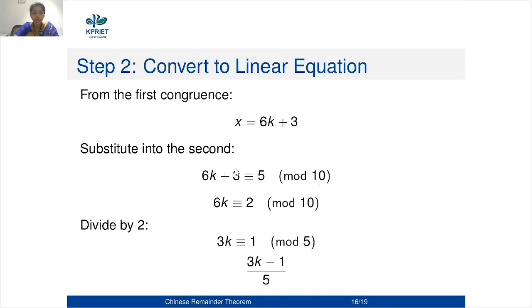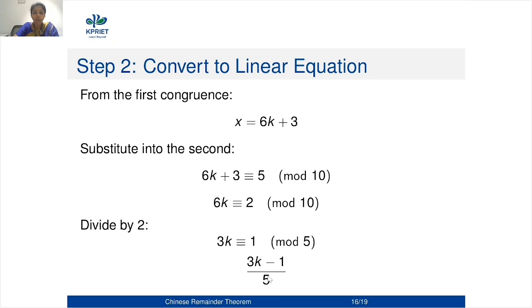Now take this 3 to the right hand side. So 5 minus 3 is 2, and this expression becomes 6k is congruent to 2 mod 10. Here we can observe that these numbers are multiples of 2, so let us divide them by 2. The reduced expression is 3k is congruent to 1 mod 5. Here we want to find the inverse of the number 3 using this expression, (3k minus 1) divided by 5.